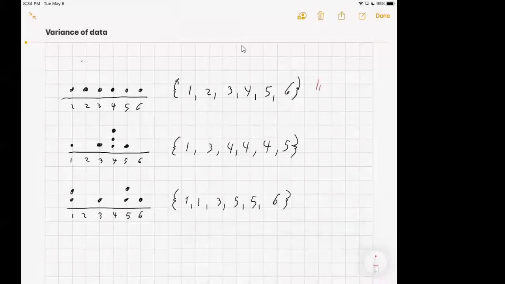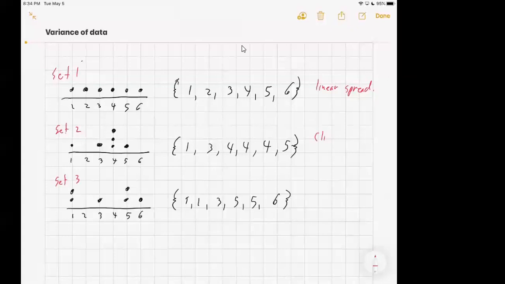We can see we have a linear spread in the first set of data. All of the points are 1 unit apart. By the way, this is a line plot where the number of dots shows the frequency for each number, or the number of times that it appears. I'll call these set 1, set 2, and set 3.